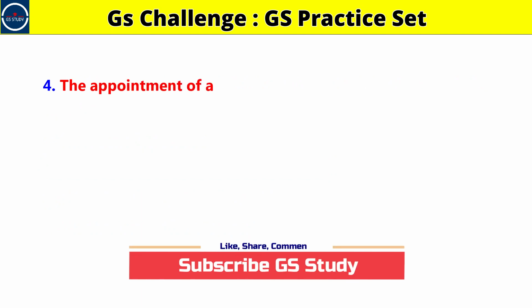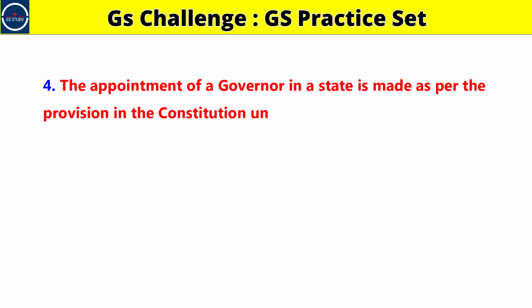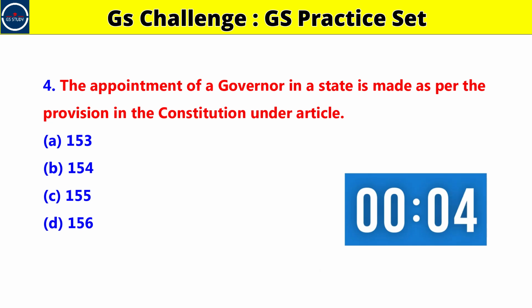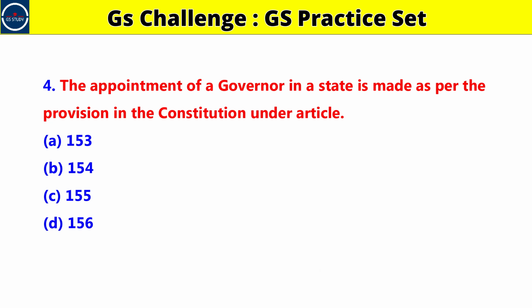4. The appointment of a governor in a state is made as per the provision in the Constitution under Article: A. 153, B. 154, C. 155, D. 156. Correct answer: C. Appointment of the governor of an Indian state is described under Article 155 of the Indian Constitution.